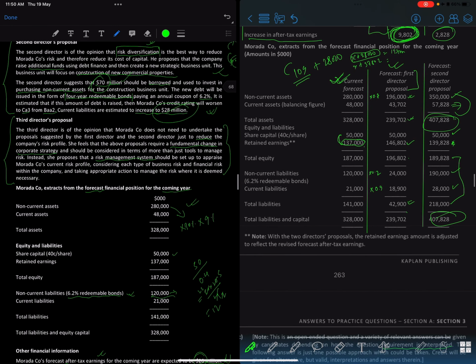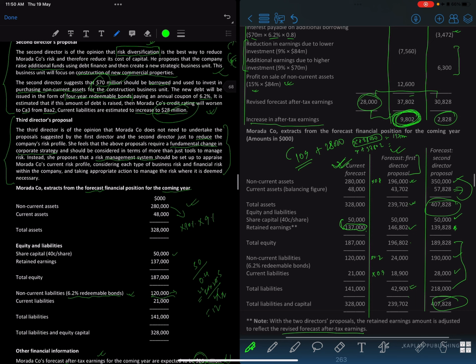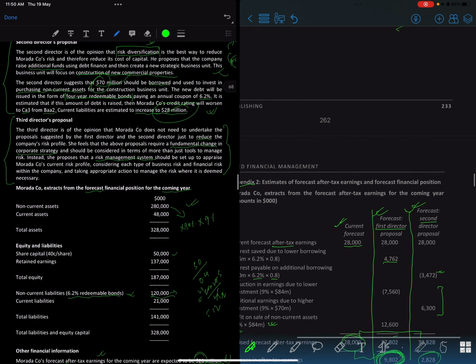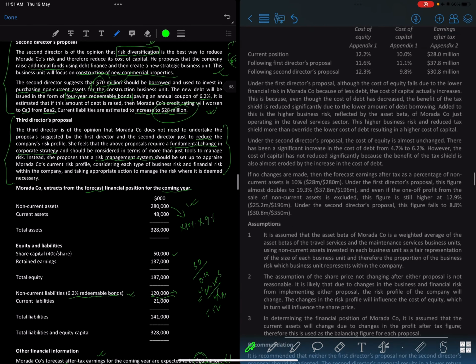So it just says retained earnings is adjusted to reflect revised after-tax earnings, right? Yeah, that's pretty much it. Now let's take all this information to our report.